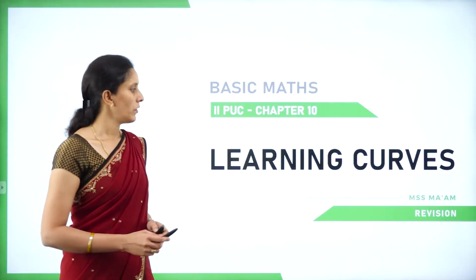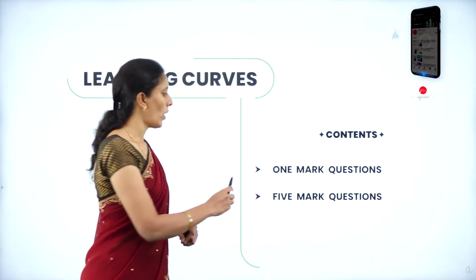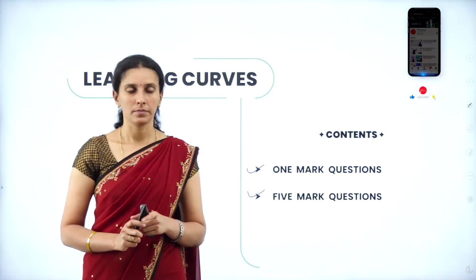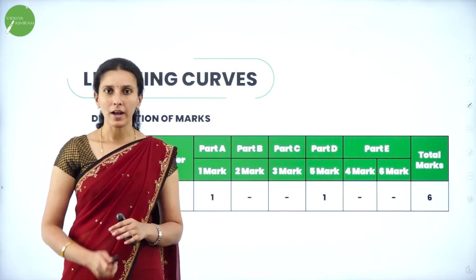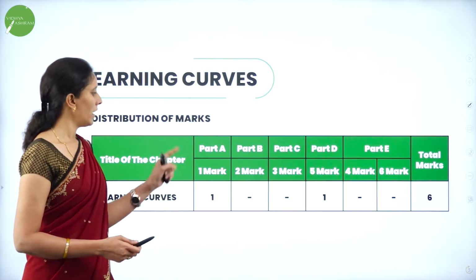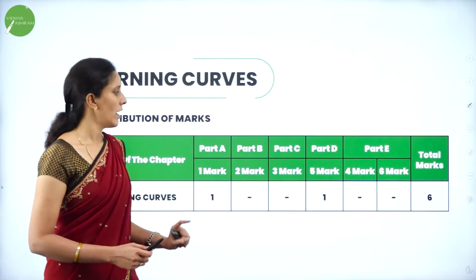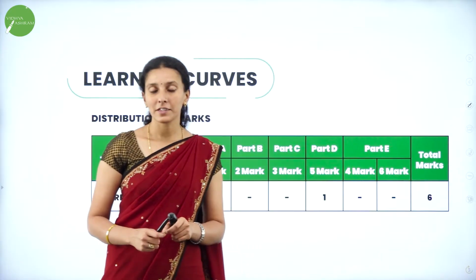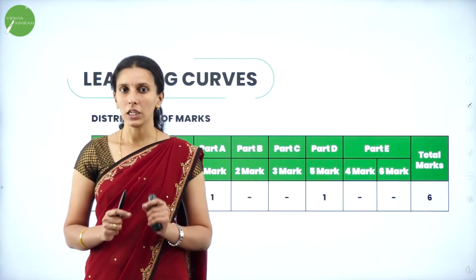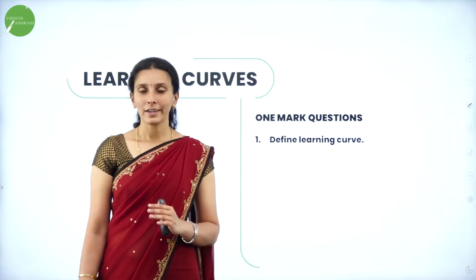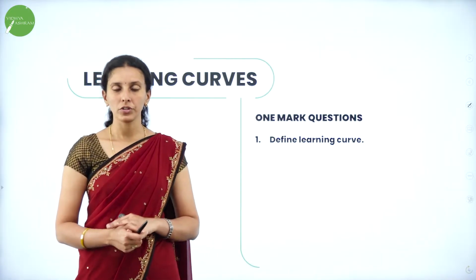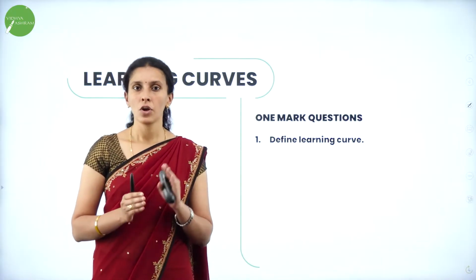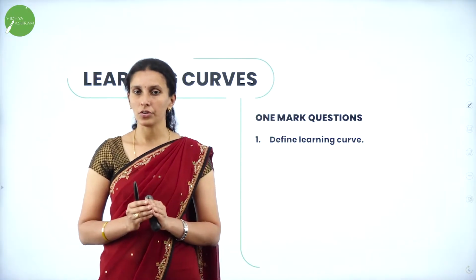In this session, we are going to study about the 1 mark question and 5 mark question from the chapter Learning Curves. Let's see the distribution of marks from the chapter Learning Curves. You will be getting one 1 mark question and one 5 mark question, that is from part D. So total you may get 6 marks question from the chapter Learning Curves. Let's see what are the type of question they may ask you for 1 mark question. For 1 mark question, they will ask you to write the formulas related to learning curves or the definition and terms related to learning curves.